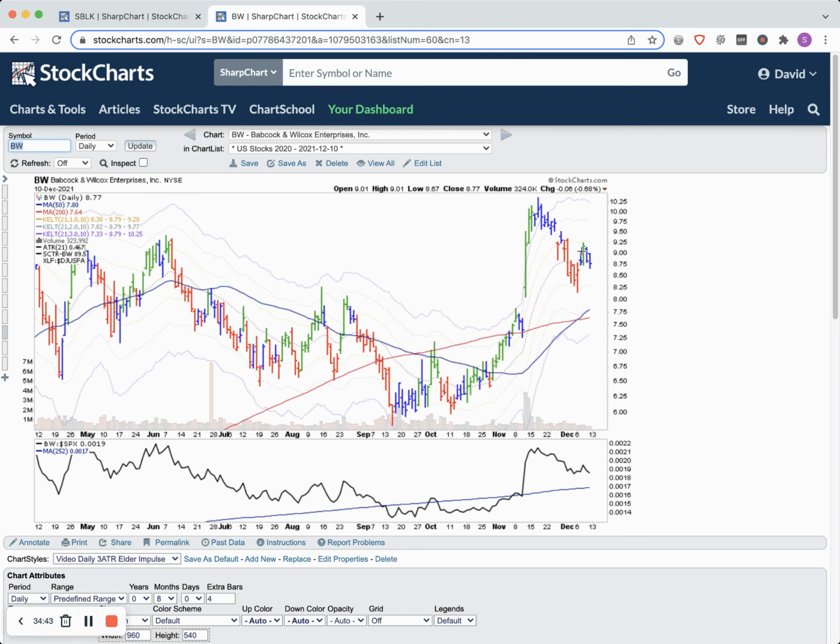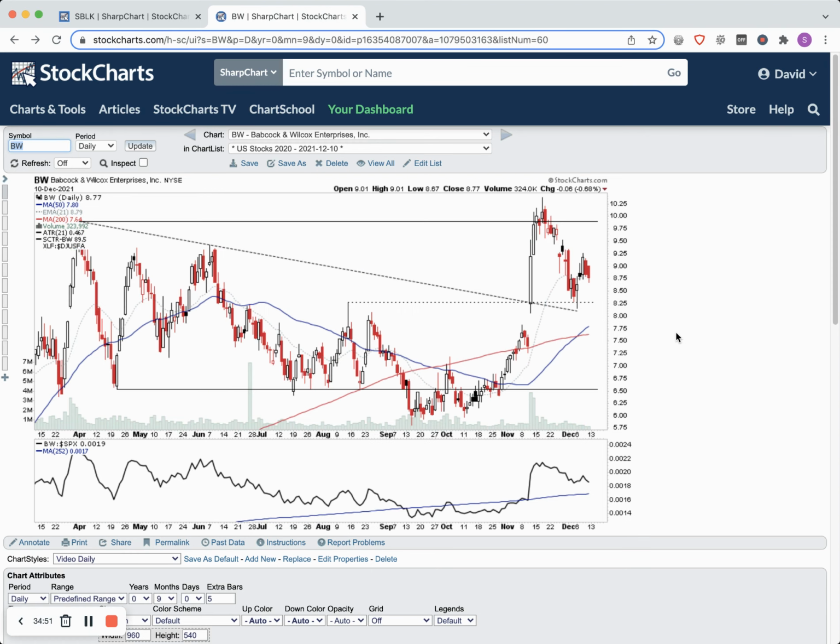Looking at the Elder Impulse, you can see the momentum at the moment is neutral, and that would take it back through the 180R level. So back through there is what I'll be watching for on that one.